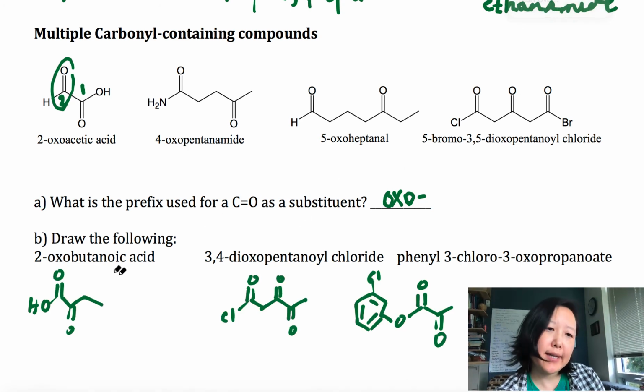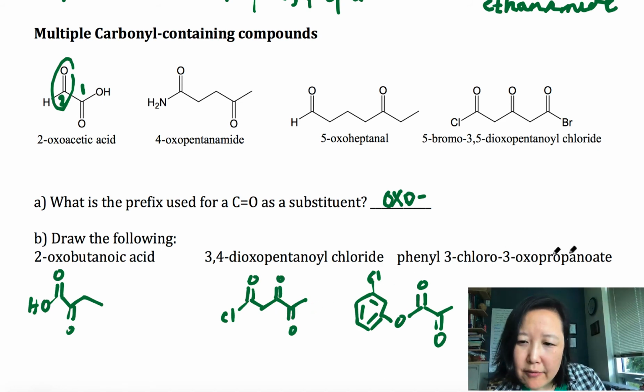All right, so here's what I got. Butanoic acid is carboxylic acid with 4 carbons, and then I did a 2-oxo. This is carbon 1, this is carbon 2. I worked backwards, so I did the pentanoyl chloride first, 1, 2, 3, 4, 5, and then I put the 3 and the 4 dioxo.